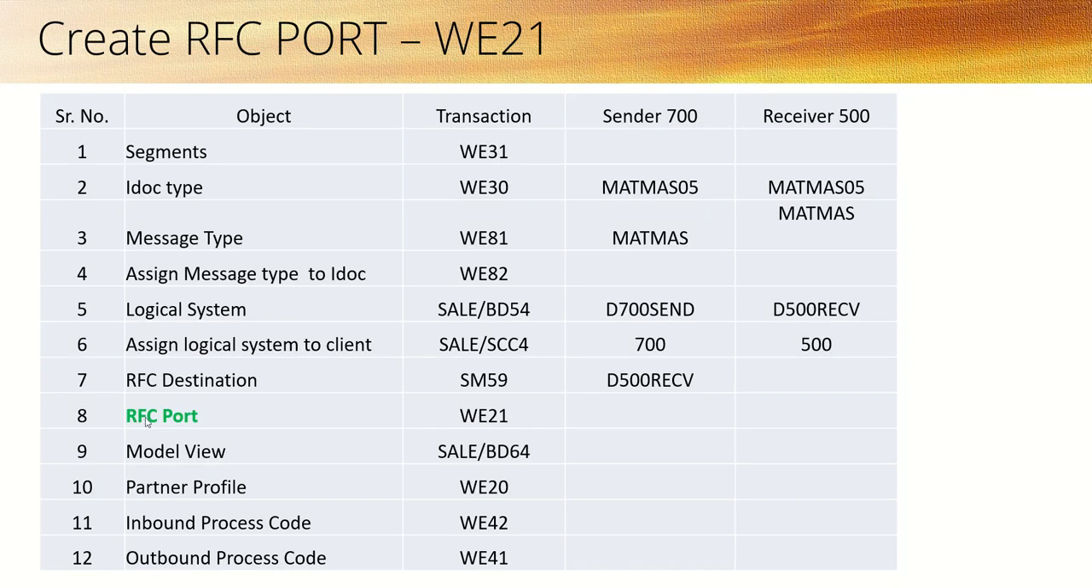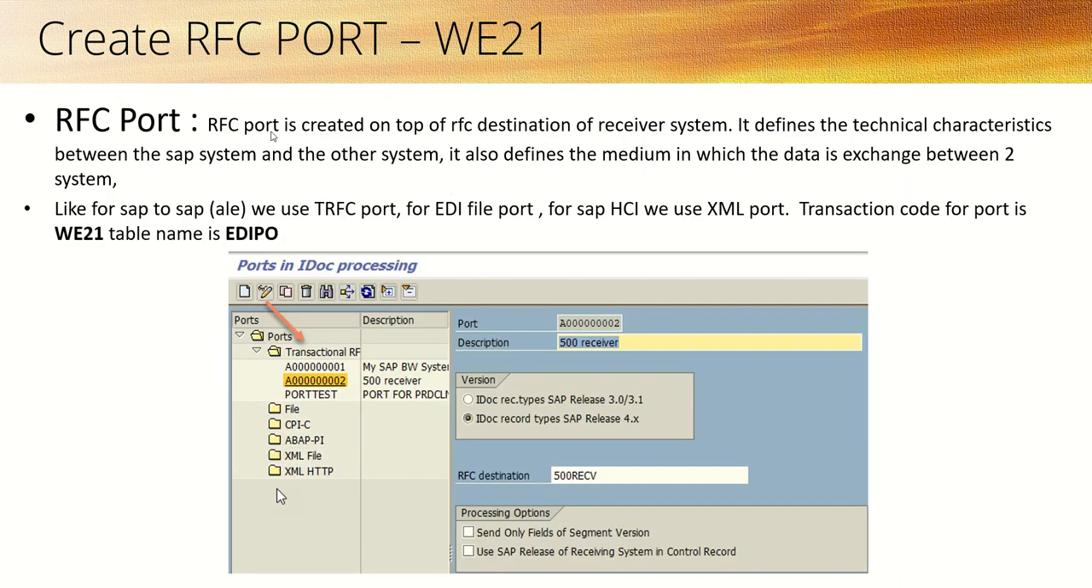Now we'll create the RFC port. Transaction code for creating the RFC port is WE21. The RFC port is created on top of the RFC destination of receiver system, which we have created in the previous step. It defines technical characteristics between the SAP system and the other system.